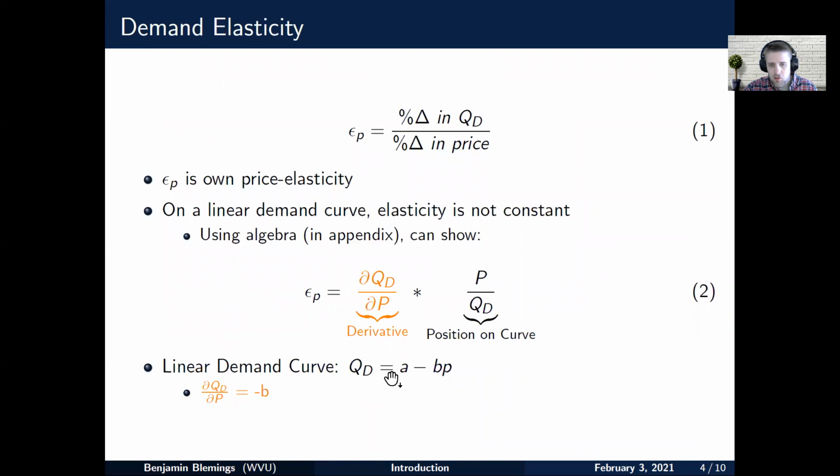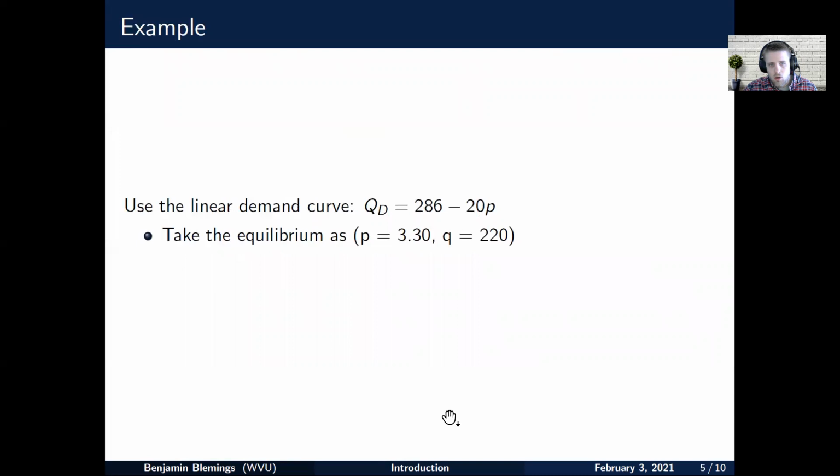On a linear demand curve, the equation is QD equals A minus BP. So dQ over dP is just this negative B term. If you differentiate this with respect to price, you get this number, negative B. Let's have a linear demand curve as our example where the intercept is 286 minus 20p. If price is 0, then 286 units are demanded, and for each $1 increase in price, there's a 20 unit drop in quantity demanded.